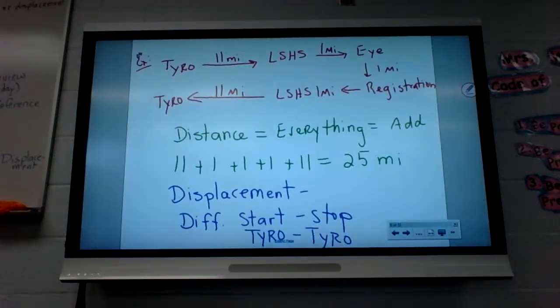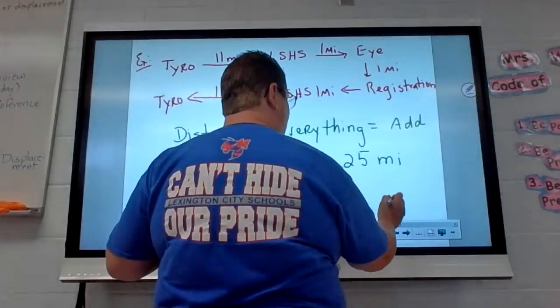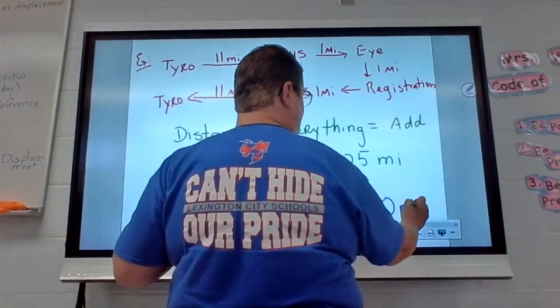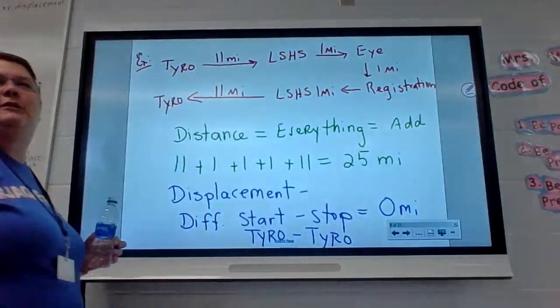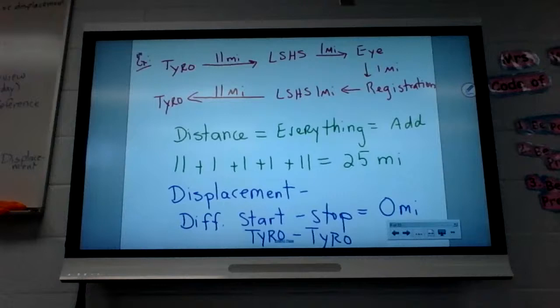Zero. Say it, Caleb. Zero. It is 0. I started in the same place I stopped in, so my displacement is 0 miles. I didn't go anywhere today. I left West Davidson. I'm going back to West Davidson.